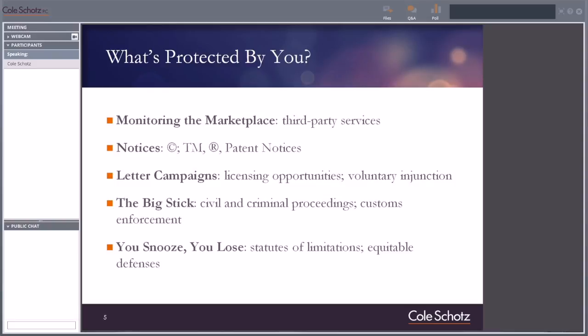As funny as it might sound to have some sort of police force with a big C on their cape, it just doesn't exist. And really, we can't emphasize this enough. The first line of defense of your IP is you. You need to monitor the marketplace to identify potentially or actually unauthorized use of your intellectual property.